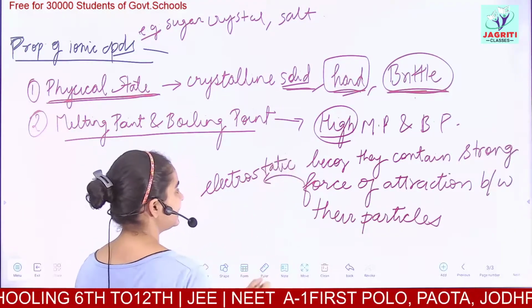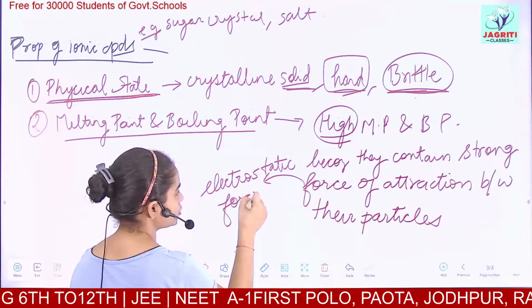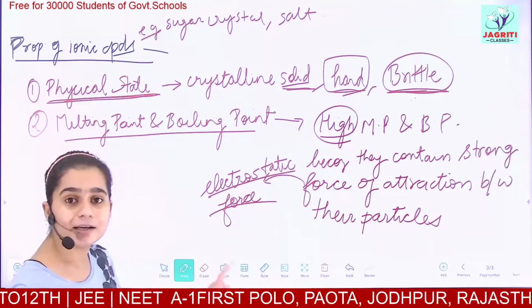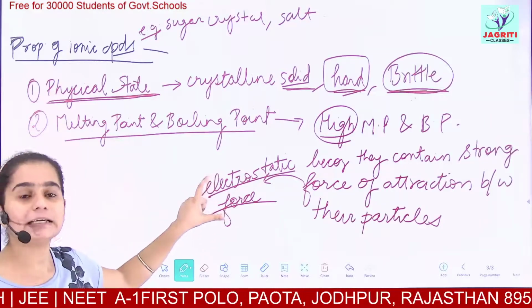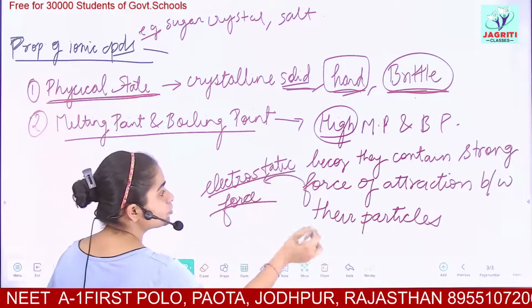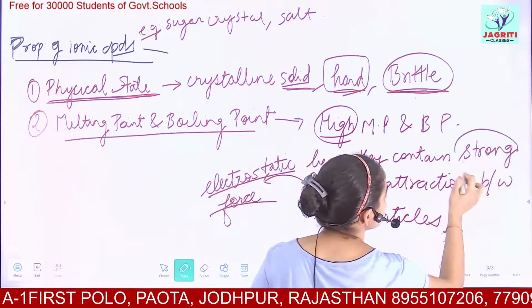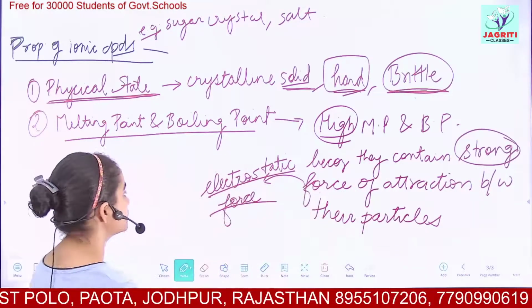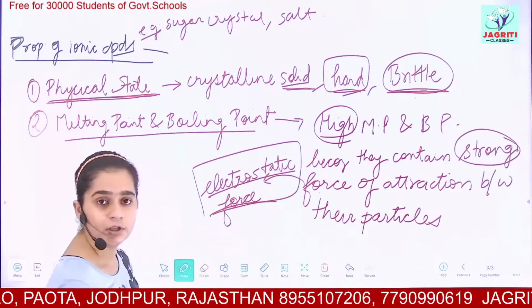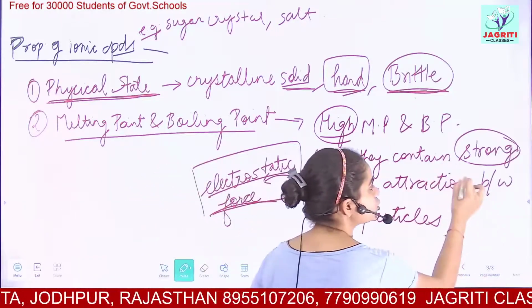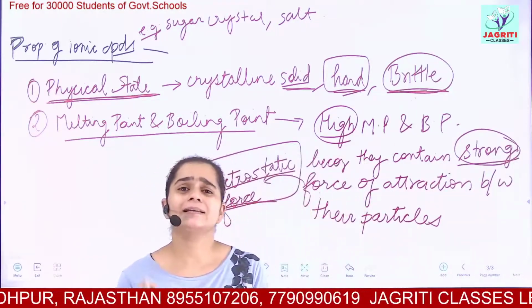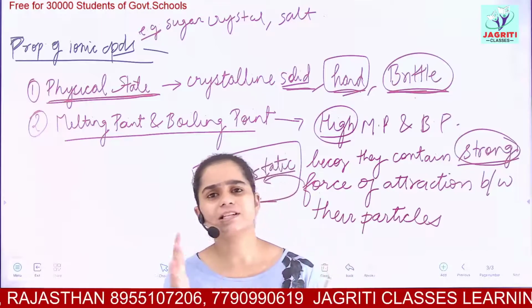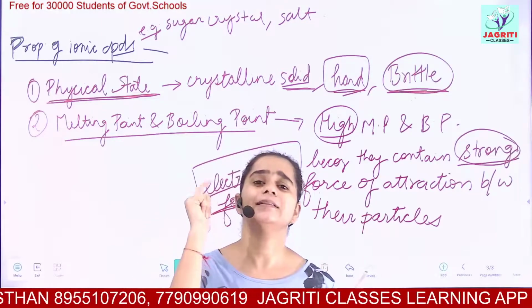What kind of force do they have? They have electrostatic force between the particles. So the ions or particles of ionic compounds have a strong force of attraction. It is very strong in nature, and this force is called electrostatic force. Because this force is very strong, we require a larger amount of energy, either in the form of heat or light.